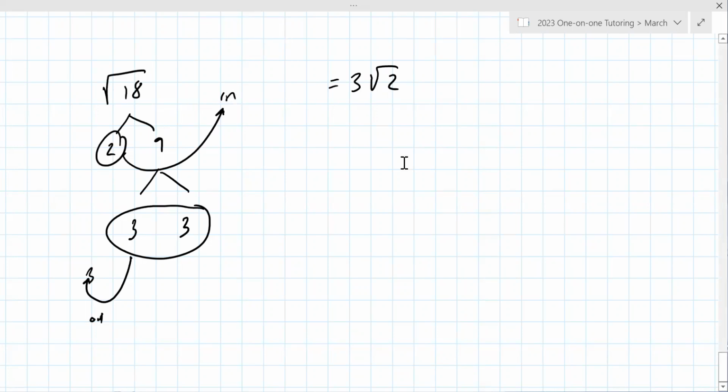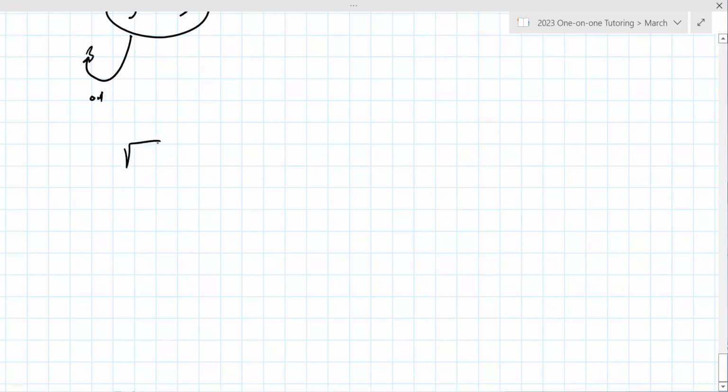All right, so let me think here. I got to give you one to try here. All right, so let's have you try the square root of 63, please. I got 3 square root of 7. Good.